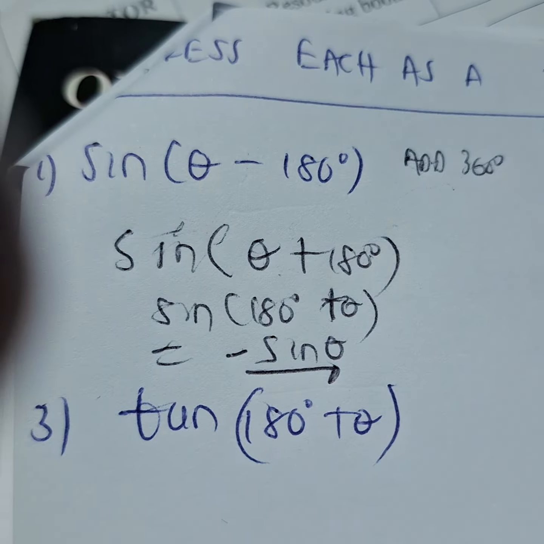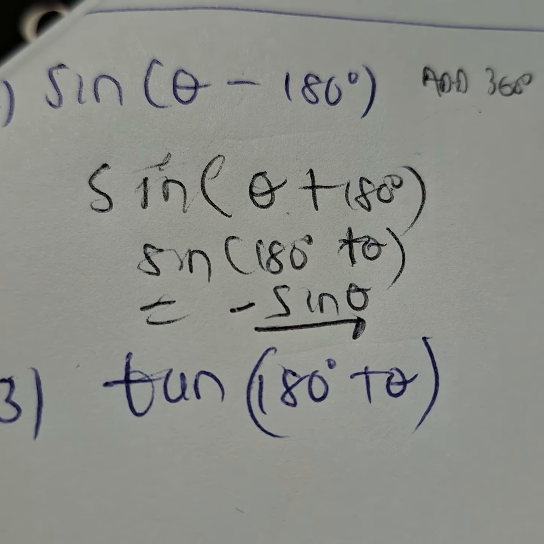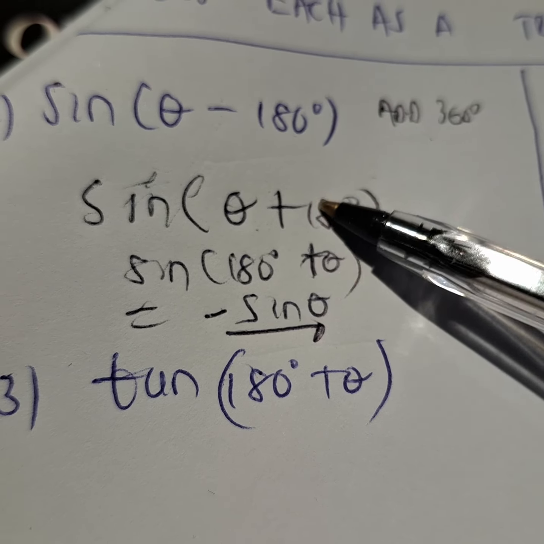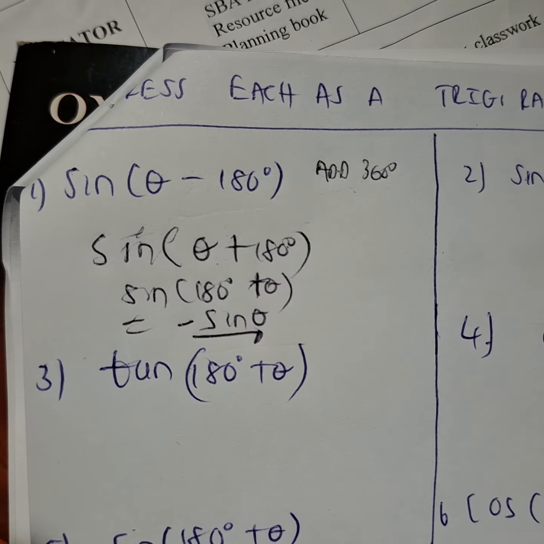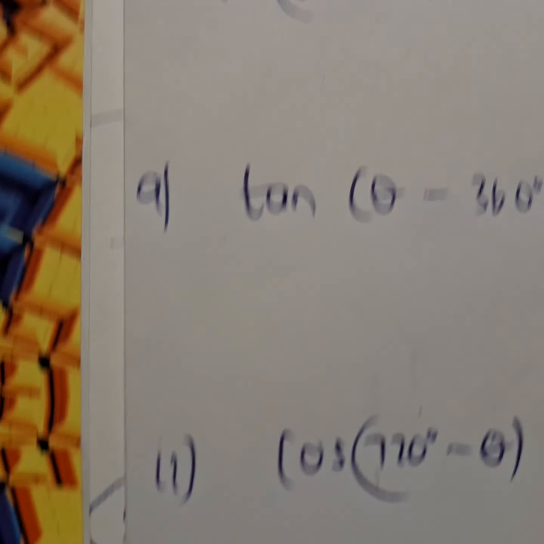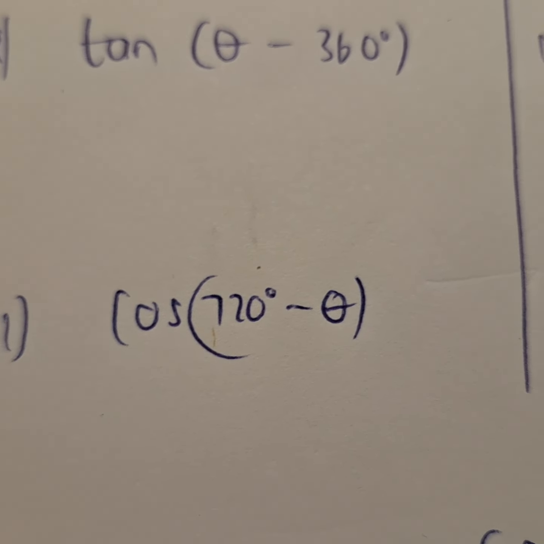Okay, so you add 360 until you enter into the interval of 0 to 360. In this case, we entered into that interval with having positive 180 plus theta. Hopefully that's very clear for us. Maybe let's look at another one, angle greater than 360.